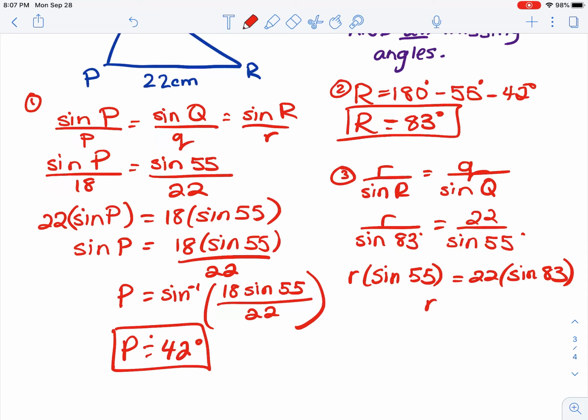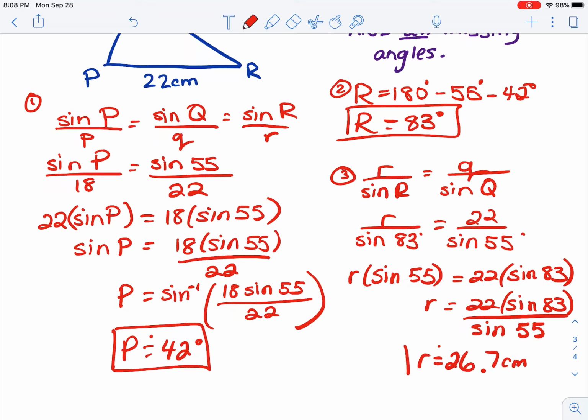And bring the sine 55 over to the other side by doing opposite operation. So again, dividing. Notice we keep doing the same thing, right? Multiplying and then dividing. So after a few practices with this, you'll get the hang of it because it's the same process every time. And I got 26.7 rounded centimeters. There you go.